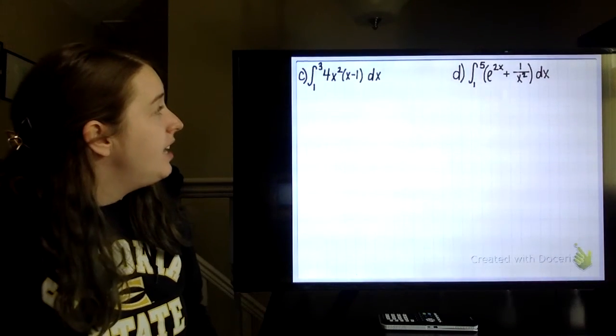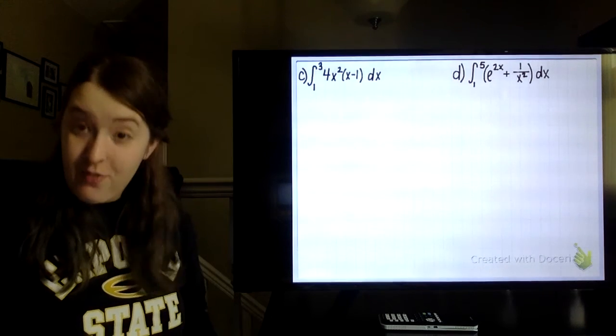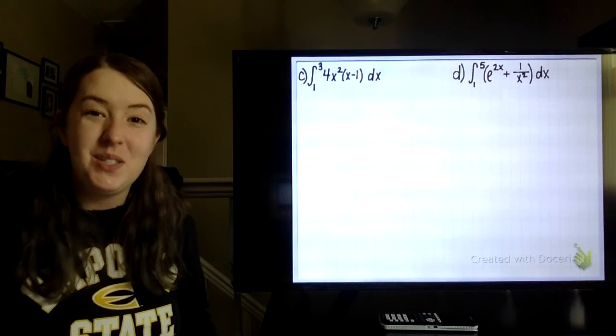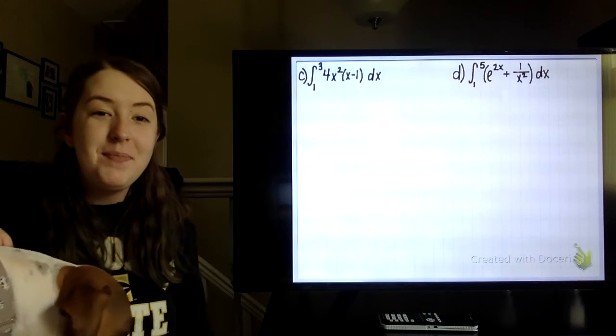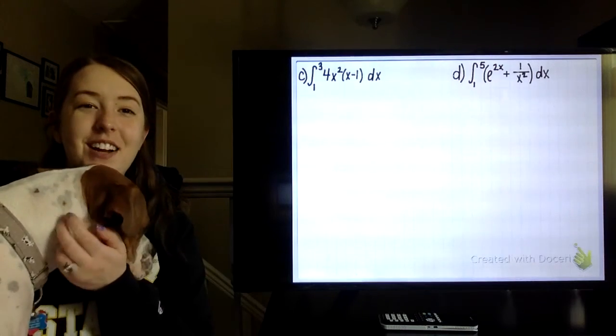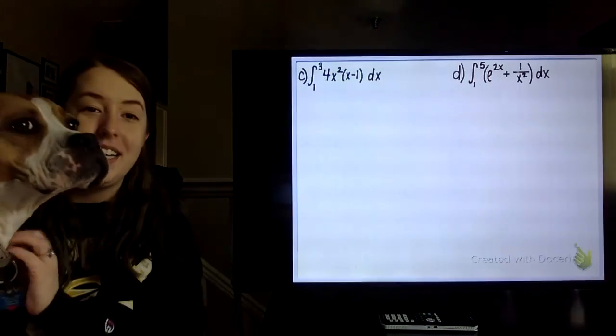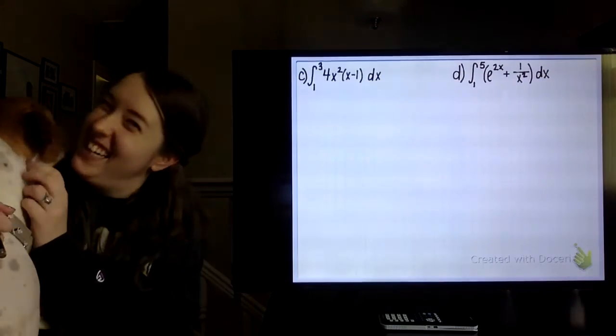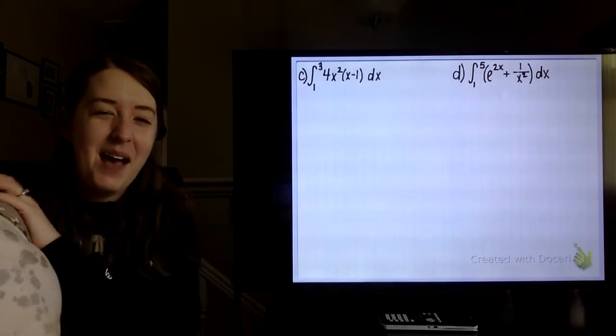So now we have the integral from 1 to 3 of 4x squared times x minus 1. So what we might be tempted to do right now is to think about trying to use a u substitution that we could cancel something out for, but that's really not going to happen.